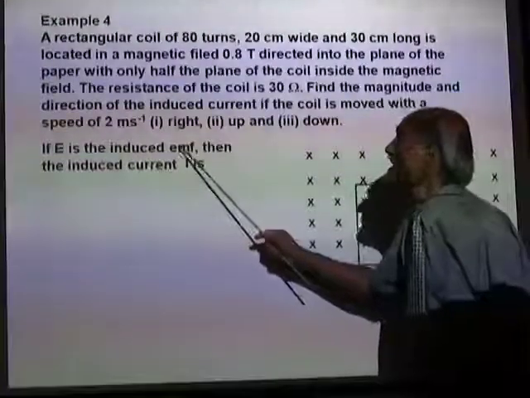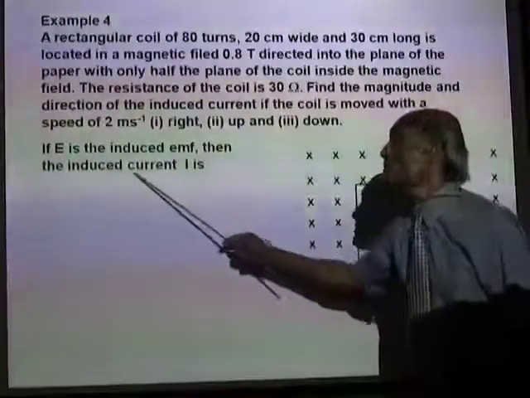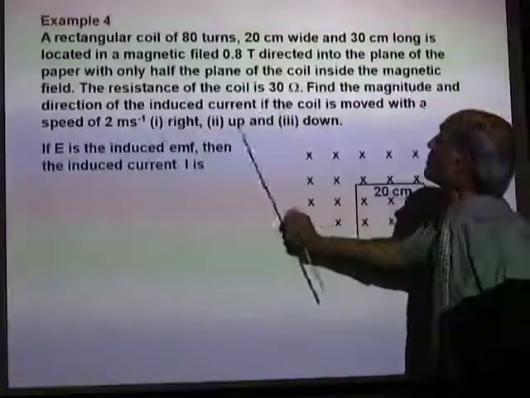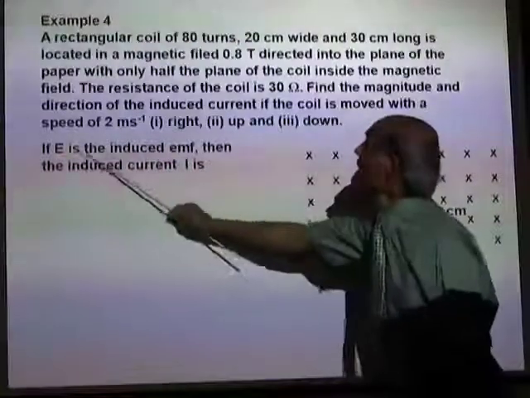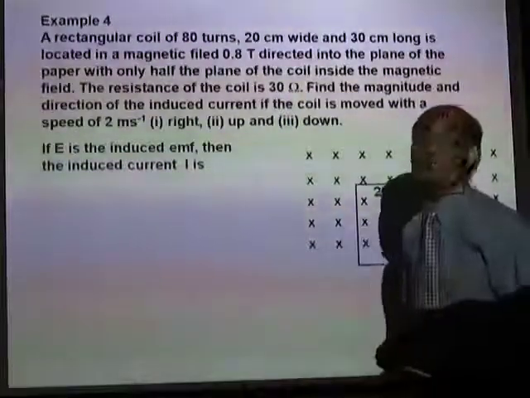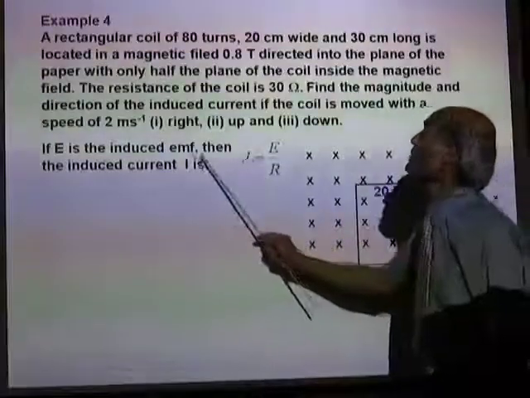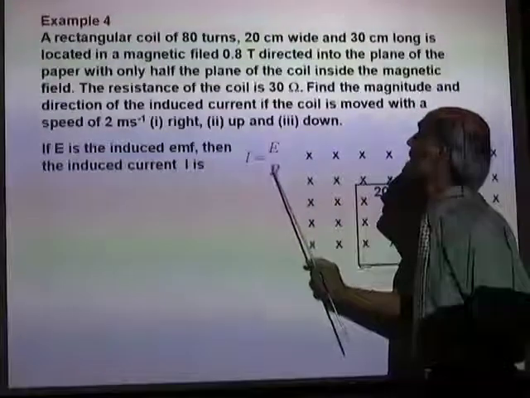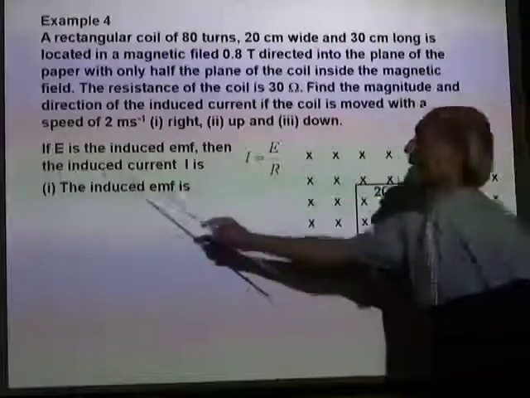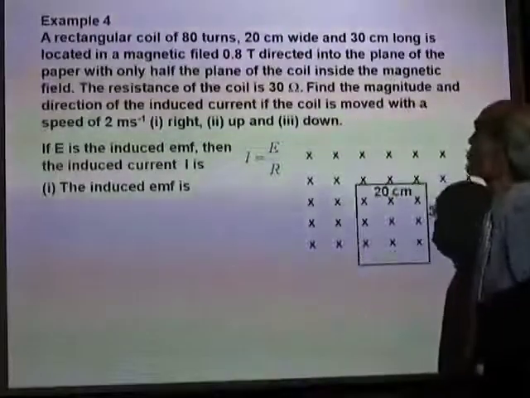If E is the induced EMF, then the induced current I will be, well, if you know E and I, we have the resistance of the coil. Therefore, induced current I will be EMF divided by the resistance R. Alright, in the first case, what is the induced EMF?